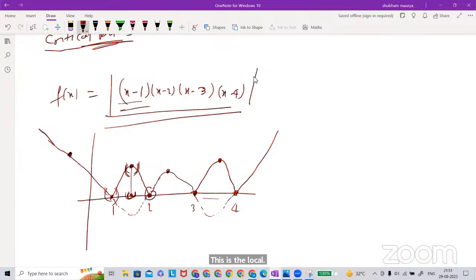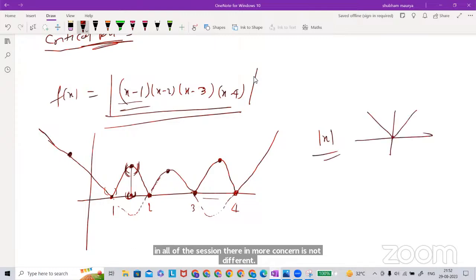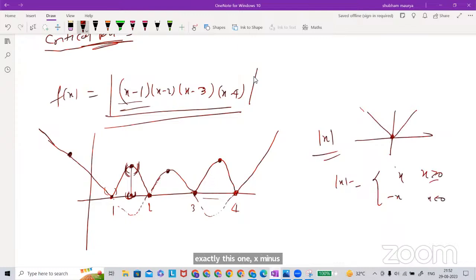Now we have to note something. All of you are very much aware that the mod function is not differentiable. Many times in all of the sessions, the mod function is not differentiable. The reason is it is a sharp corner. Why is there a sharp corner? We can easily check that. If x is greater than 0, it is positive, and if it is less than 0, we also get the positive value. The mod function is exactly this one, x and minus x. So this is the line, right? Slope is not possible at that point. That's the problem here.